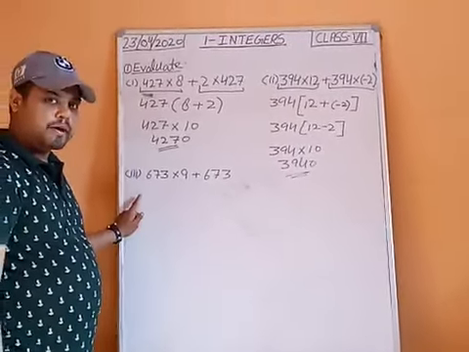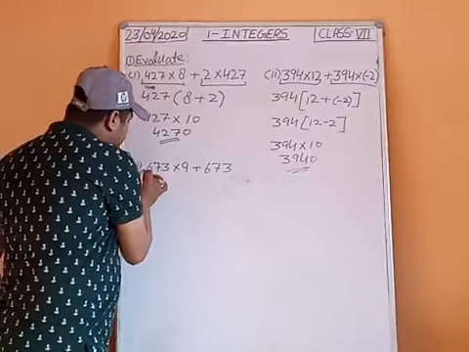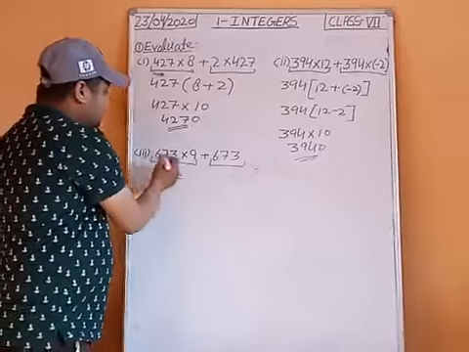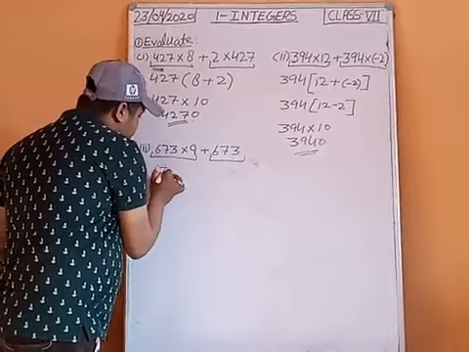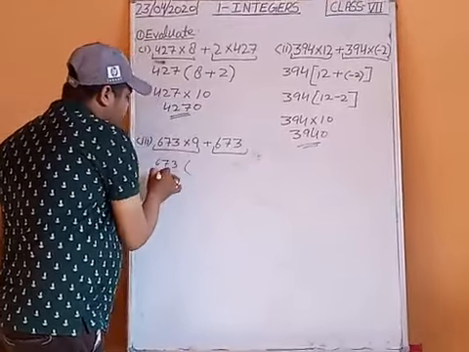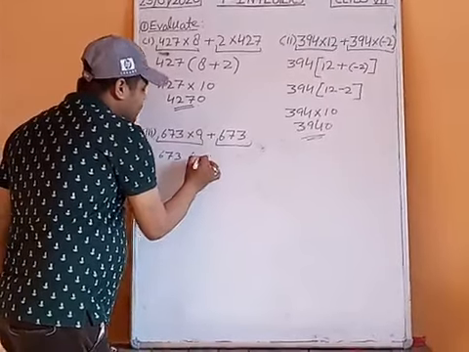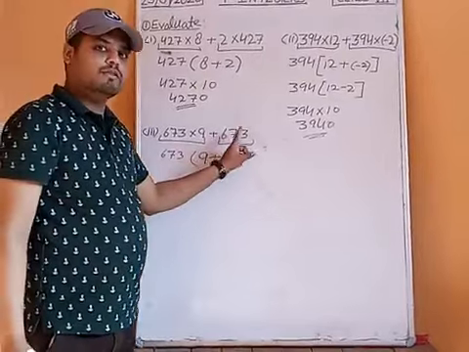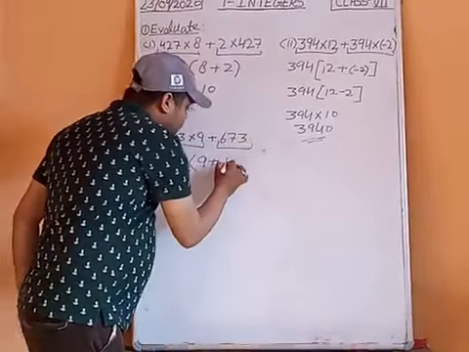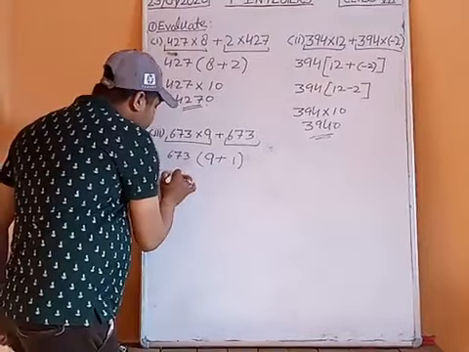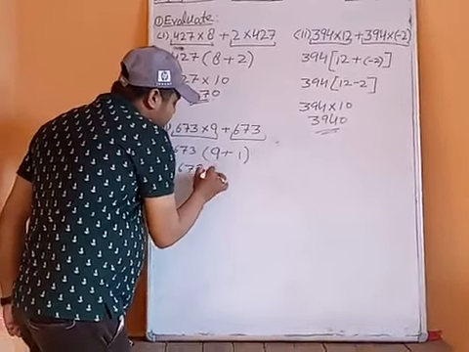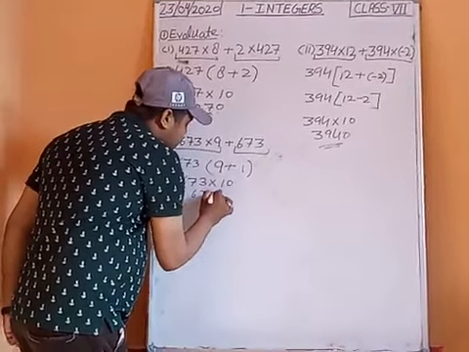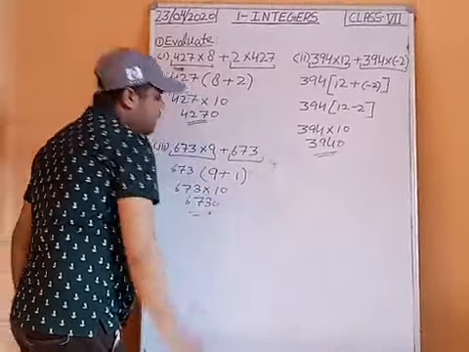Come to the third part. So see here this part and this. What is common? 673 is common. So we will take 673 common. Bracket, 673 by 673 gives 9 remaining, then plus sign. 673 by 673, what will come here? 1. Very simple. 673 multiply by 9 plus 1, 10. So 6730 will be our answer.